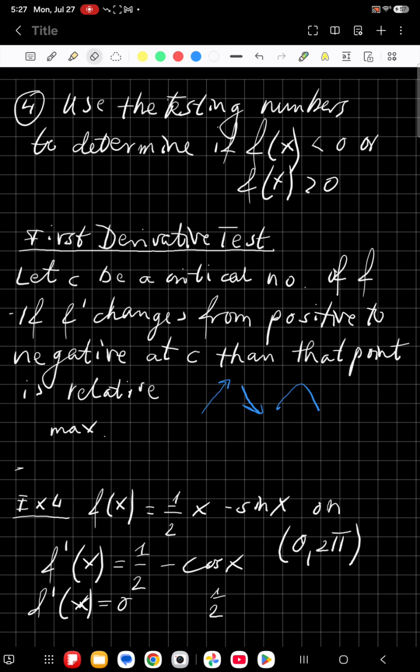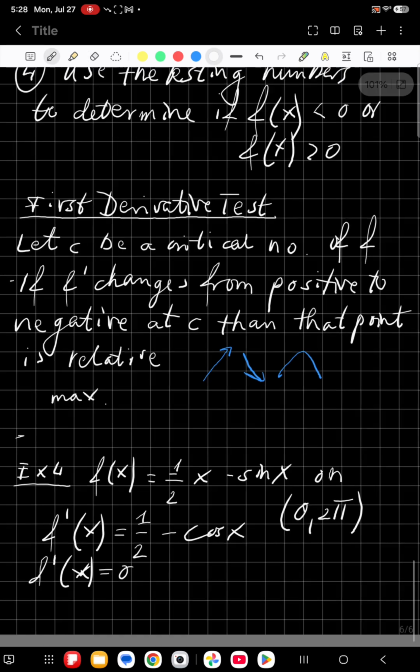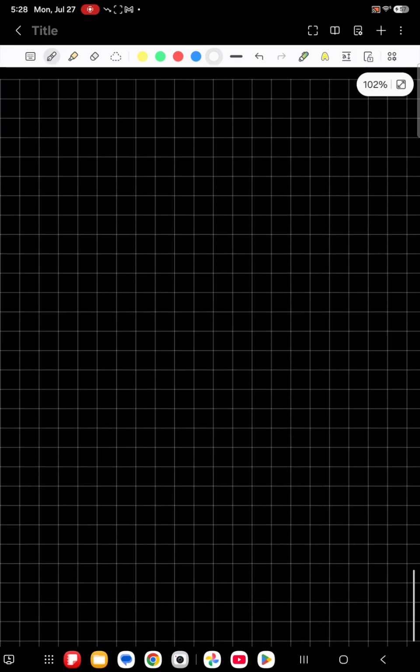And let me redo this half. Okay, so we have half minus cosine, so 1 over 2 minus cosine x equals 0. Okay, so I subtract half from both sides and I get cosine x equals half.